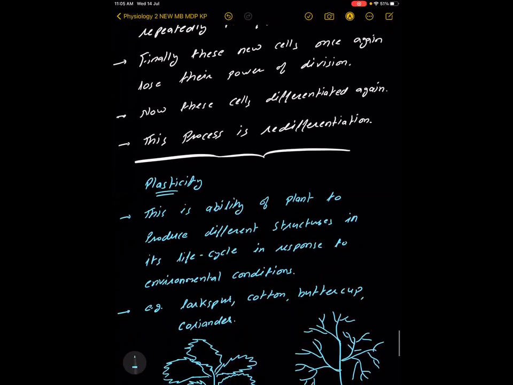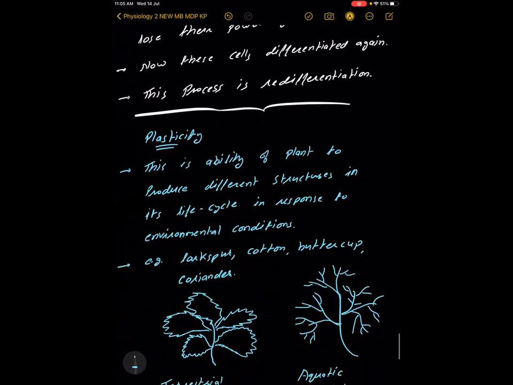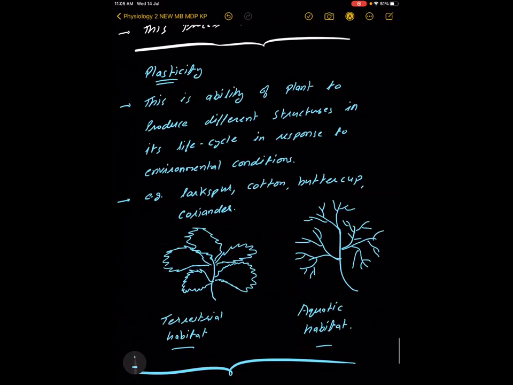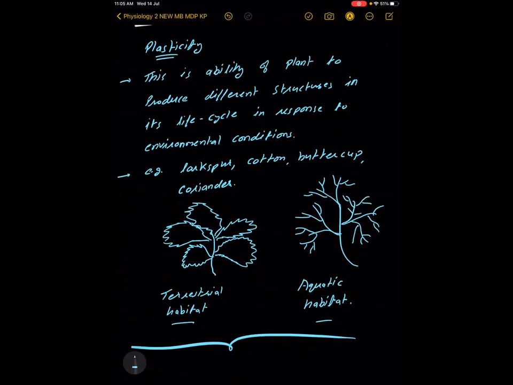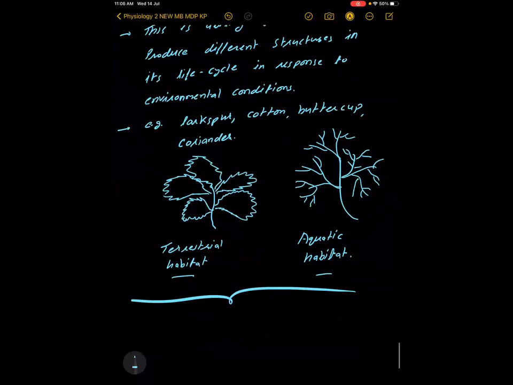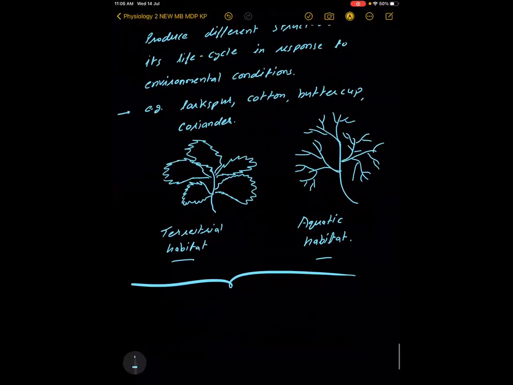The last term is plasticity. Plasticity means the ability of a plant to produce different structures in its life cycle accordingly, that is, according to the environmental condition where it is shifted. So that is called plasticity. Examples are larkspur, buttercup, coriander, cotton. Fine.